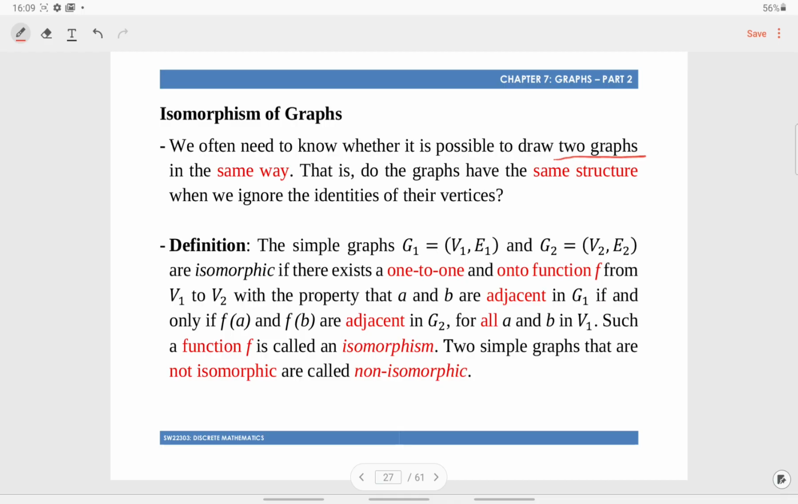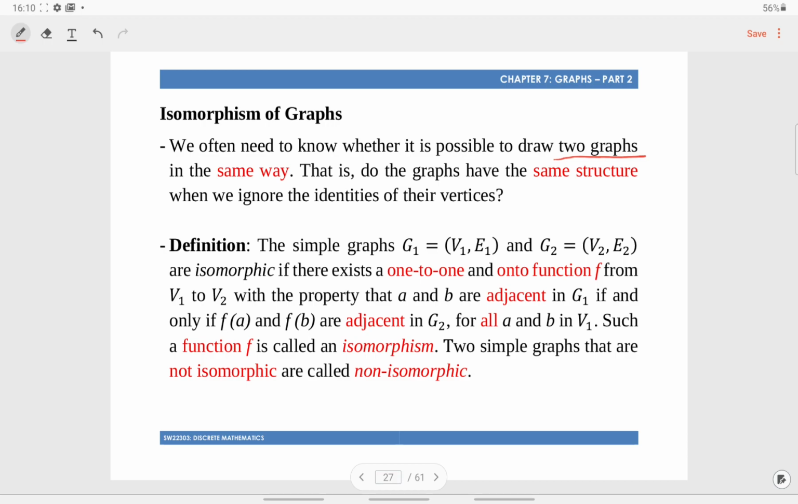So what does it mean? Isomorphism is about discussing two different graphs. Then we want to see whether these two graphs have the same structure or not. Alright, so let's consider the definition of isomorphism.